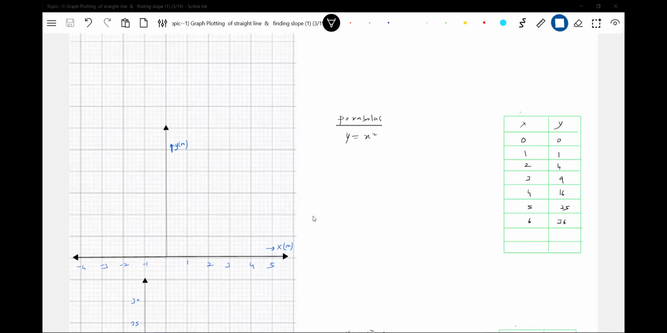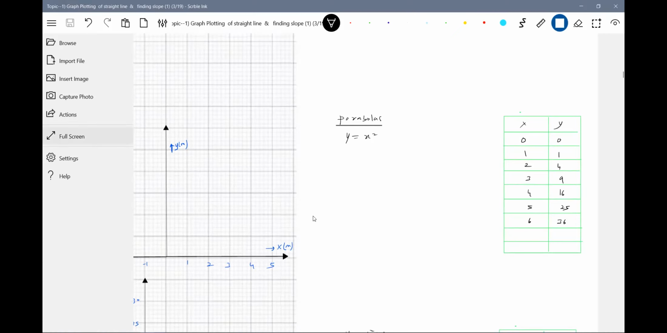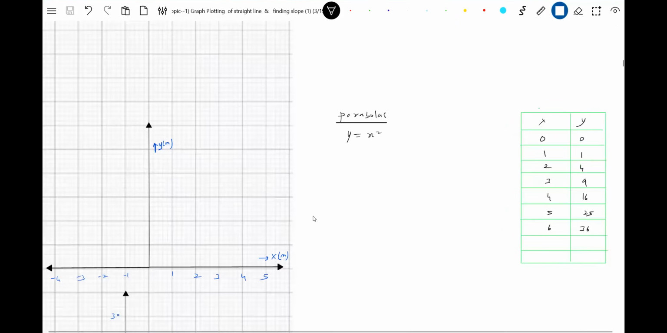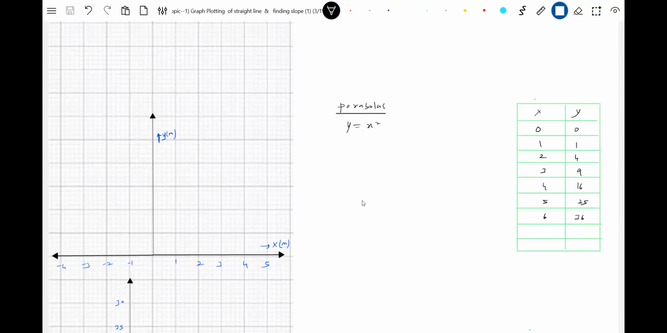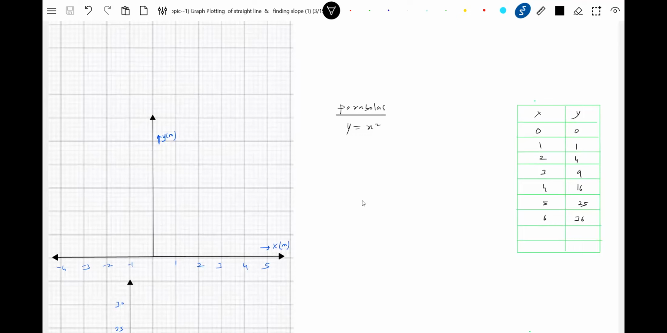Here, if you see this, the parabolic equation y equal to x square is the equation. So for this particular equation, how will the curve be? In the previous class, we had a discussion on straight lines only. Here I'm bringing a curved thing. So first we'll begin the analysis like this.